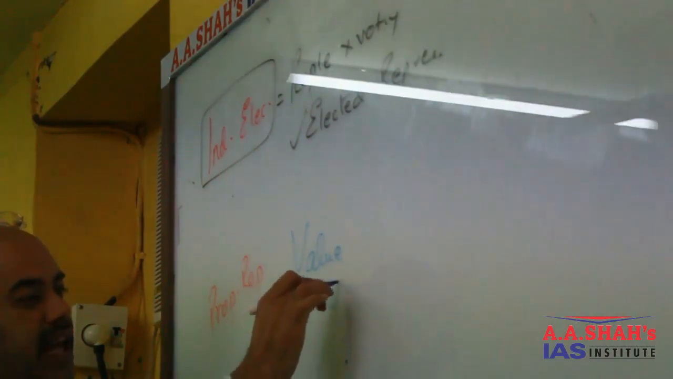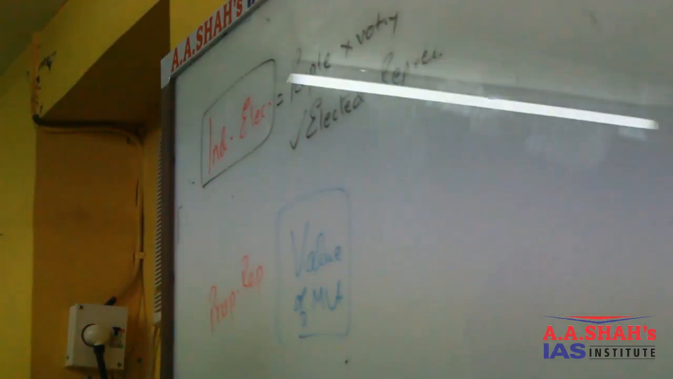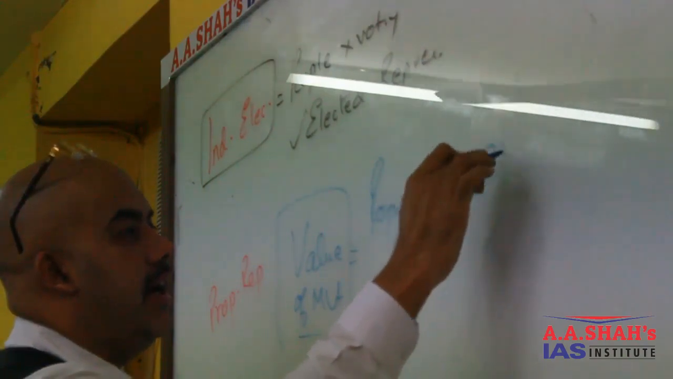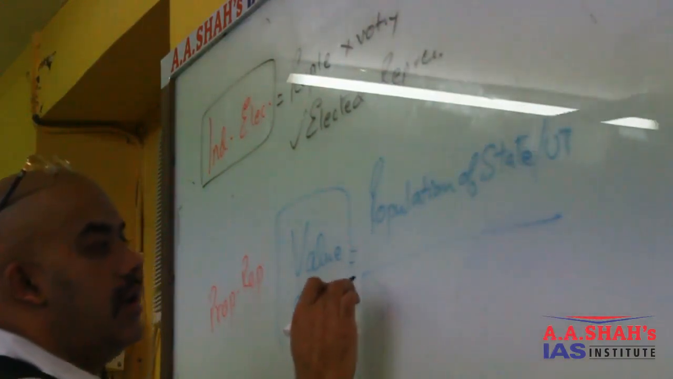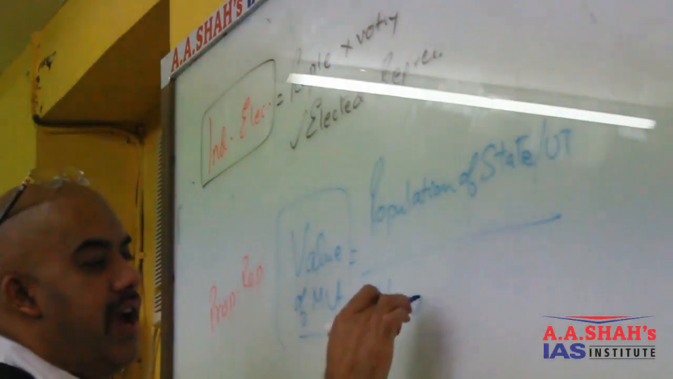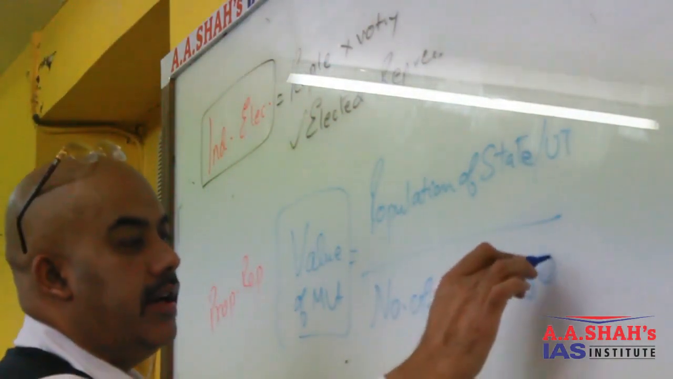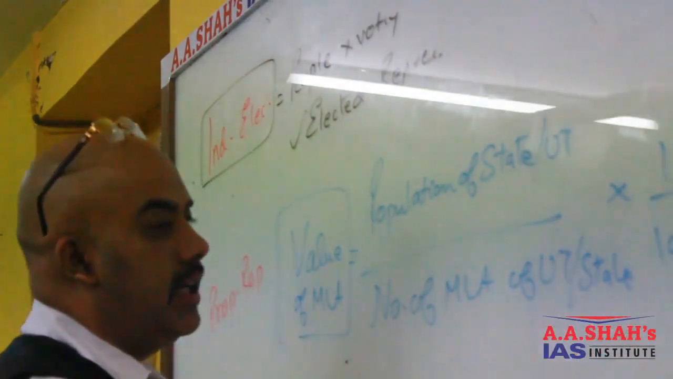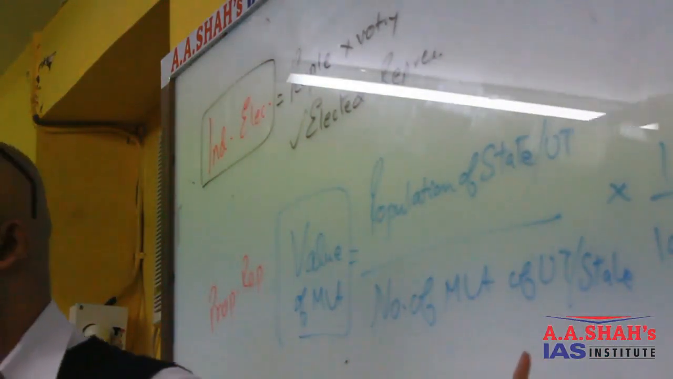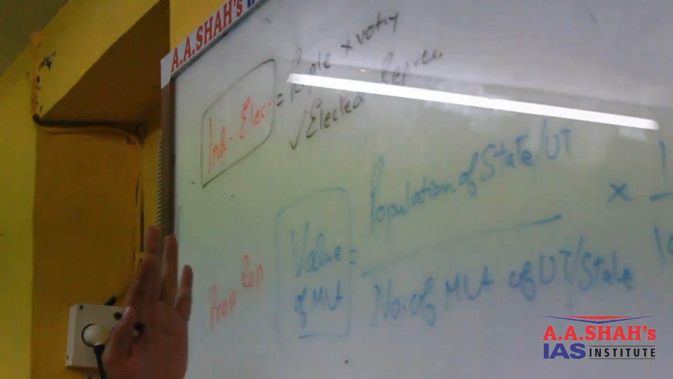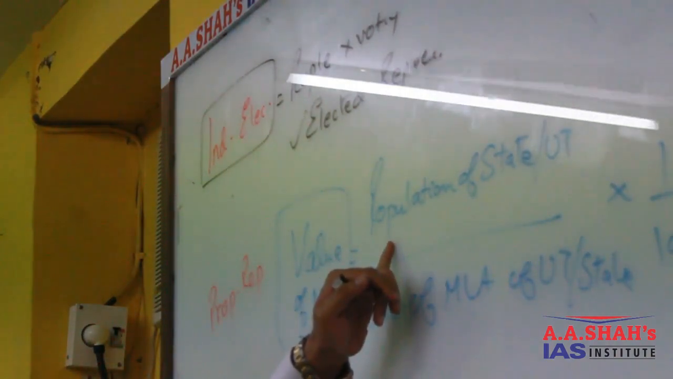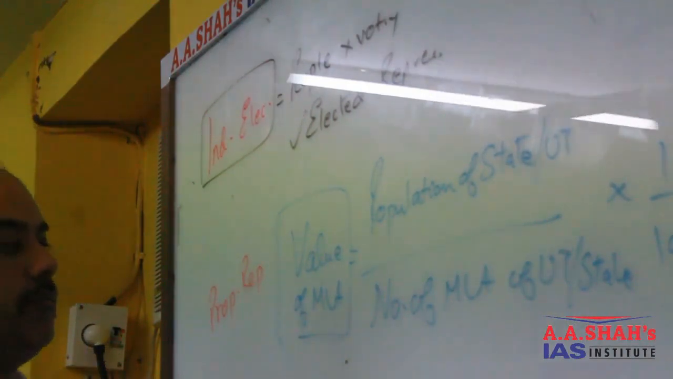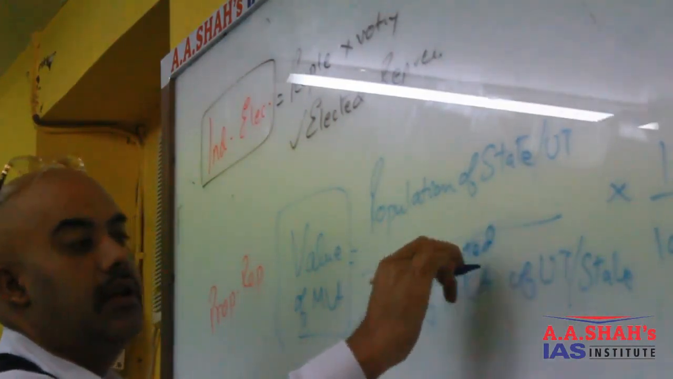The value of an MLA's vote, first let's calculate. You will calculate the population of the state or the union territory from where this MLA comes, divided by the number of MLAs in that state or union territory, into 1/1000. Kindly don't write mathematics on your own. Don't write 1000 over here. I know arithmetically it means the same, but let's stick to Mr. Ambedkar. So it is population of state or union territory divided by number of MLAs of the state, by 1000. Please don't forget this word. Are we clear on this part?